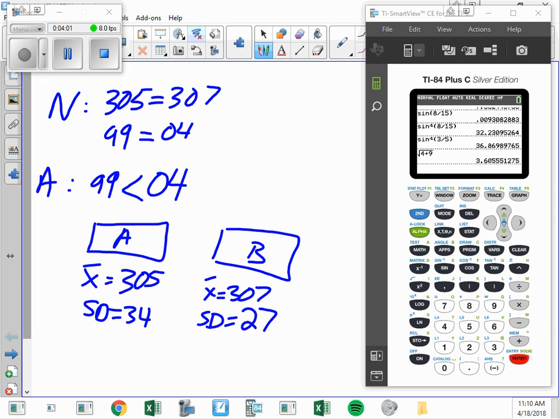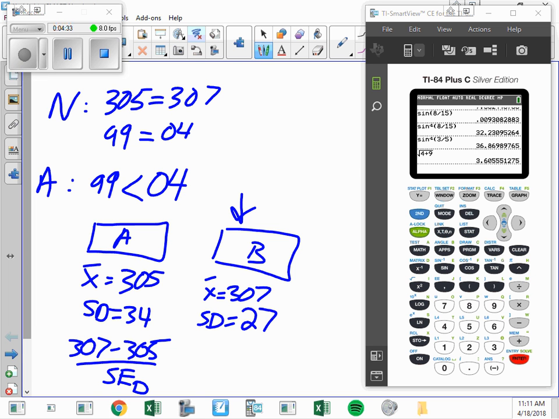I would do 307 minus 305. Does it really matter? No. All it's going to do is either put you in the right tail or the left tail. I prefer the right tail because you don't have to deal with negatives and there's a lower chance of making a mistake. So I'm going to call this sample my first sample and do 307 minus 305, and we need to divide that by the SE of the difference.